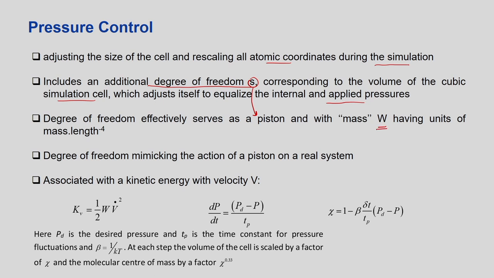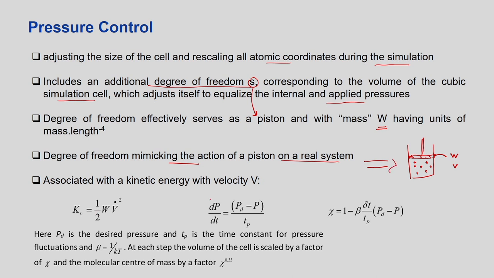with a mass W. The piston mass is W. So, here this is the piston, with mass W and velocity V. That is what it says. You use a piston because you want to keep all the molecules at a particular pressure. So, this degree of freedom will mimic the action of a piston on a real system. This is what I was telling.